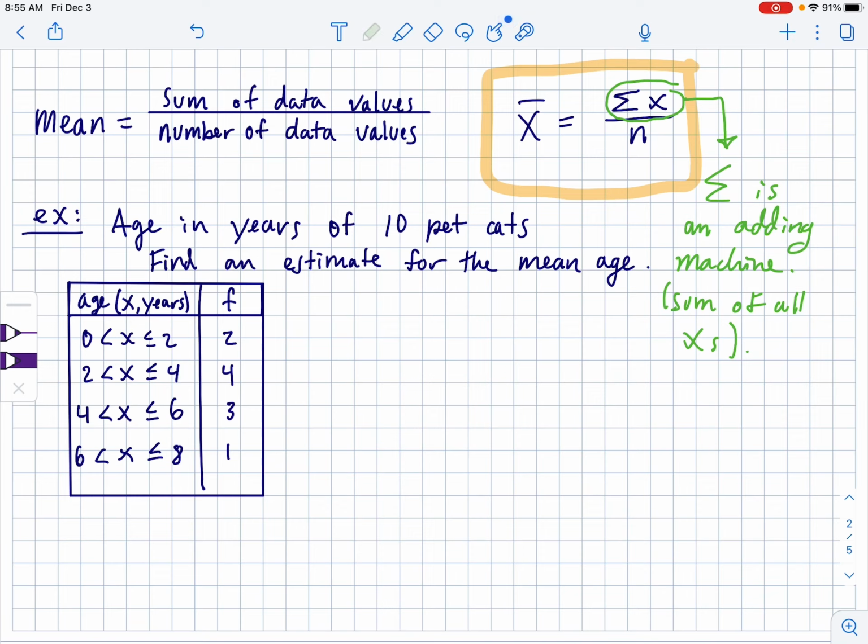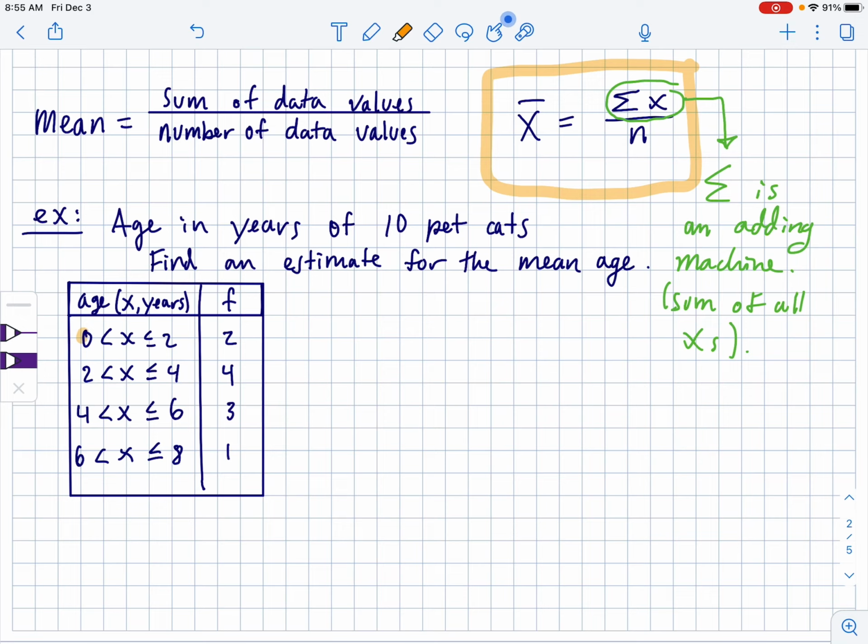All right, the first example we're going to do with finding the mean is the age in years of 10 pet cats. So 10 cats were surveyed, and each one told the person how old they were in meow. Find an estimate for the mean age. Okay, the way you want to do this is you're going to add a couple columns to this.